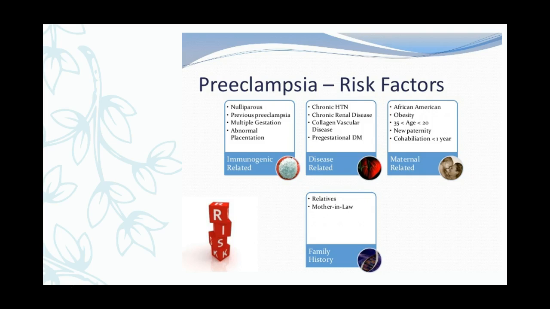people who are new paternities or have cohabitated for less than a year. I'm not really sure why those are risk factors. Those sound kind of weird, but anyway, they are. And then family history. So if we've had relatives or other individuals who have been preeclamptic, then this pregnant person may also be at risk.